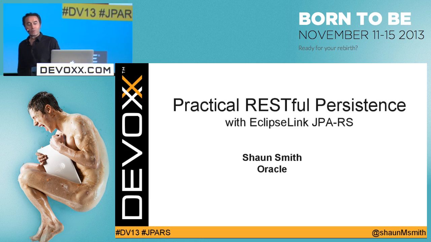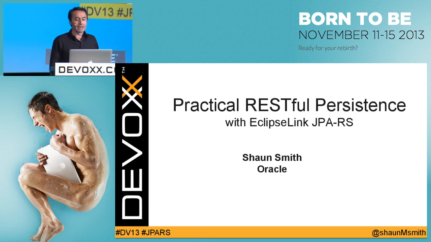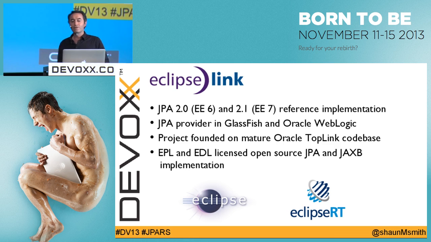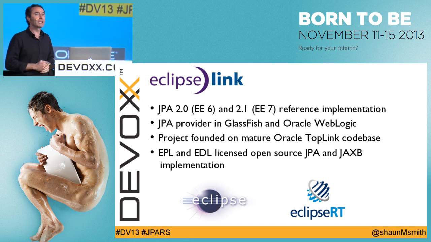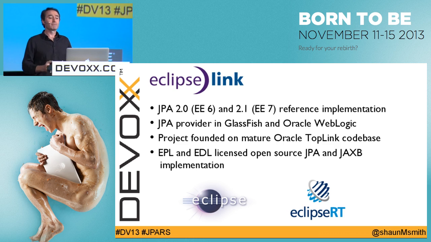I'm with Oracle, and I'm going to talk to you today about work we've been doing in the EclipseLink project to support RESTful persistence. If you haven't heard of EclipseLink, it's the JPA 2 and 2.1 reference implementation. So it's shipped as part of Glassfish, Glassfish 4 and Glassfish 3, providing JPA.